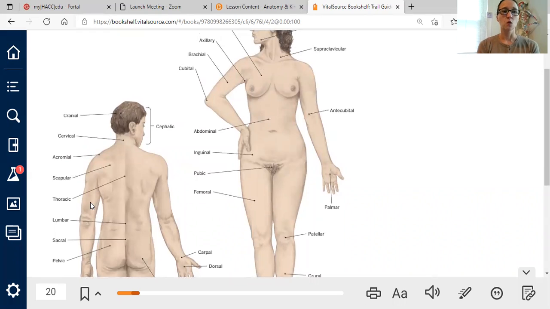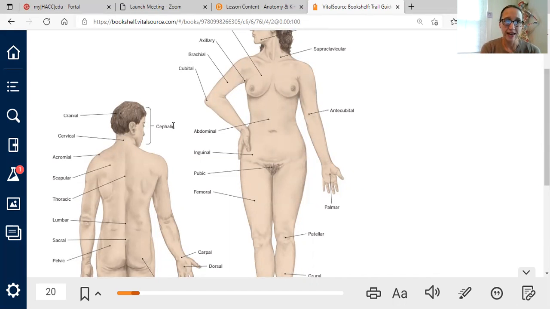Okay, so we move on to a posterior view. And now we're starting at the head and working right down. We have the cranial area. The cranial area is the skull, what we think of as the skull. So it's the bones that encase the brain back here.